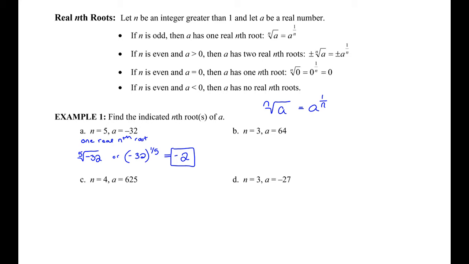Same thing for B, we see that n is odd, which means that there's going to be one real nth root. And if we set this up here in radical notation, we're going to have the cubed root of 64. Or we can look at this as 64 to a power of 1/3. Either way, when you plug it into your calculator, we get an answer of 4. Please try and do example C and D on your own.